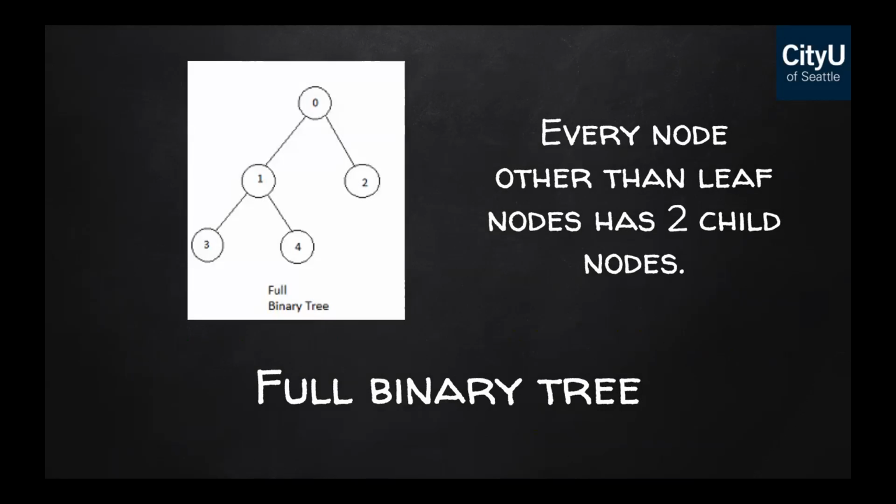So there are many types of binary tree, and there's a description for every one of them. When we say a full binary tree, every node other than the leaf nodes has 2 child nodes. Because number 2 is already a leaf node, it doesn't need to have 2 child nodes to be a full binary tree. Same goes with 3 and 4. But if 1 only has 3, that should not be called a full binary tree.